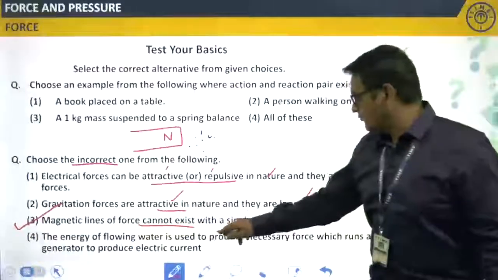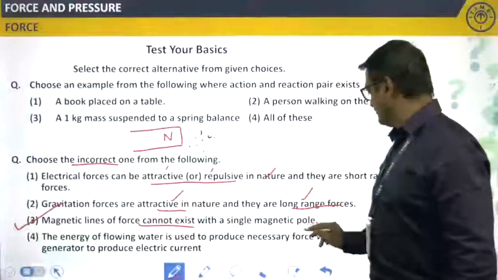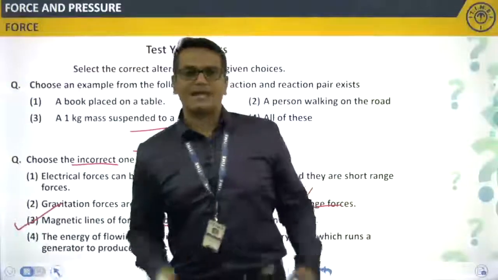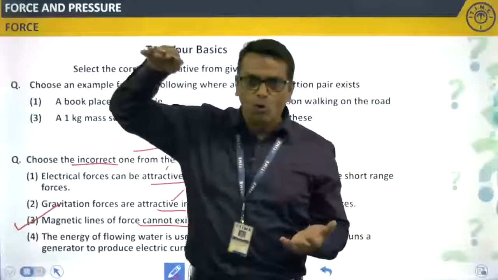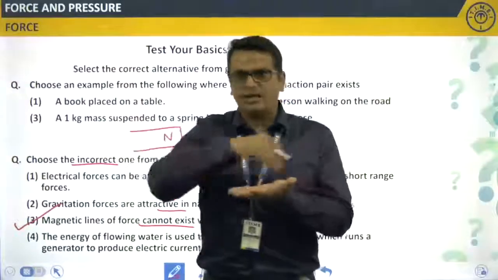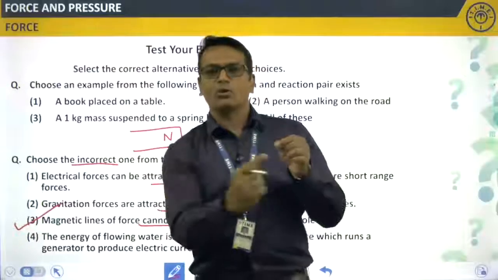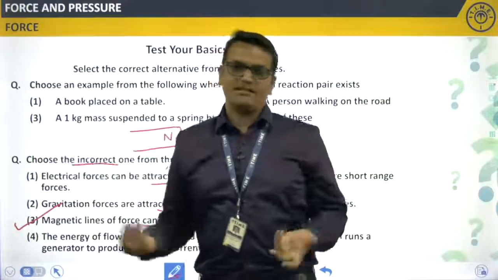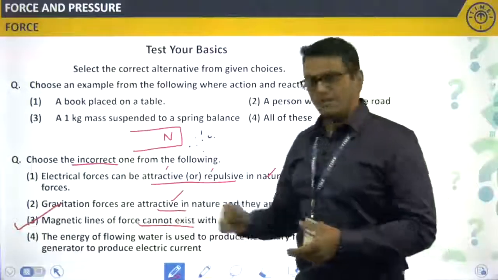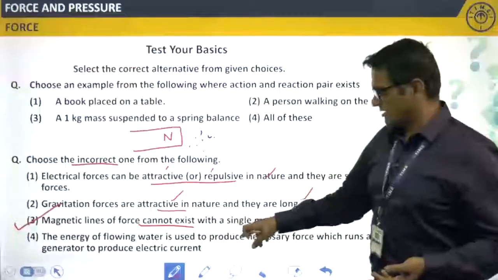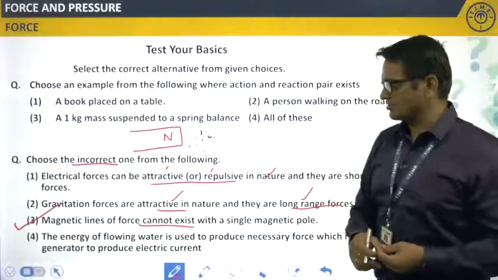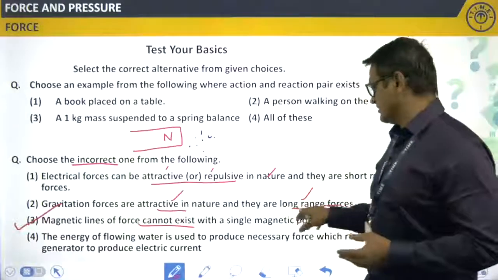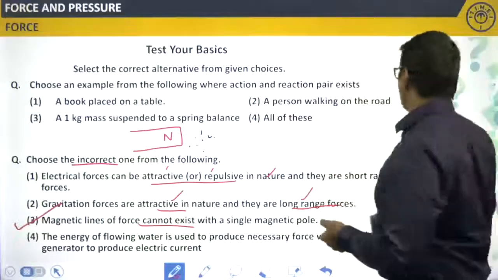The energy of the flowing water is used to produce the necessary force which runs a generator to produce electrical energy. That's absolutely right. That is what happens at a hydropower station. The water is flowing through the pipes, falls on the turbine, and the turbine rotates. This will rotate the coil inside the generator, and that is how electrical energy is generated. So the last statement is absolutely right. So the incorrect answer is magnetic lines of force cannot exist with a single magnetic pole. That's a wrong statement. Okay, let us see the next one.